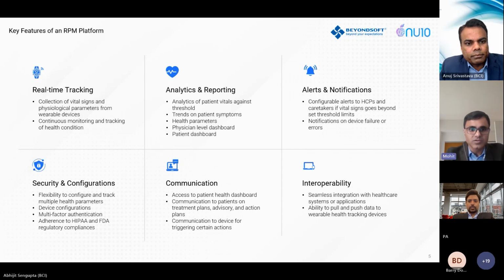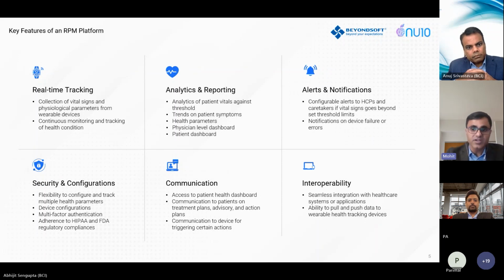Sure, sure, we'll do that. So from a features perspective, of course, there is real-time tracking, which is at the heart of it. Now, the platform that we have built enables the continuous collection of vital signs.